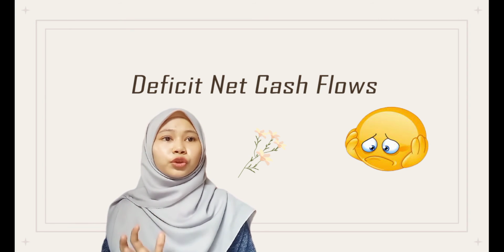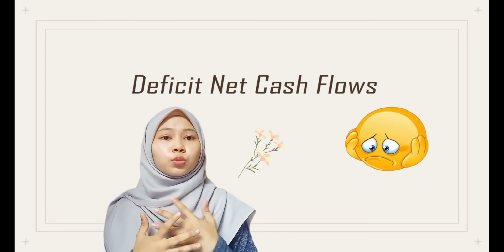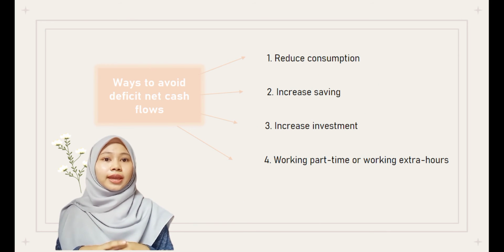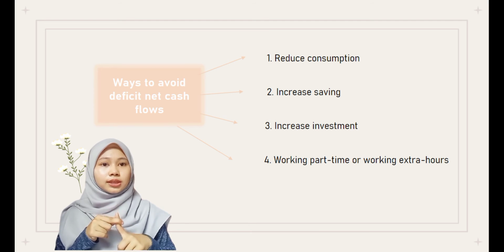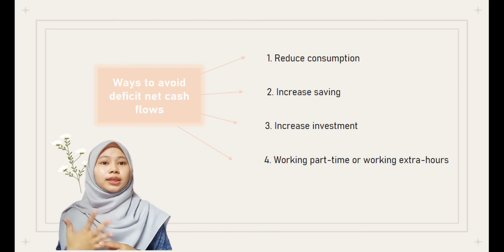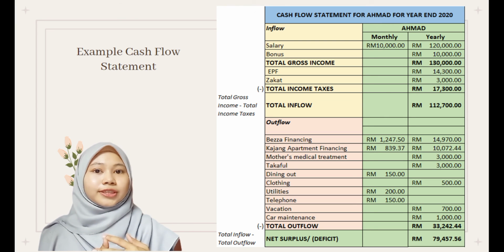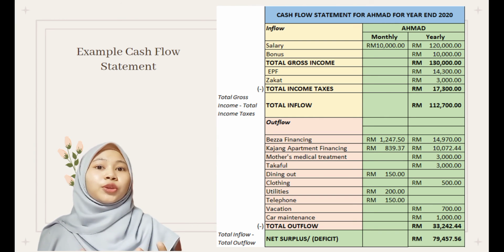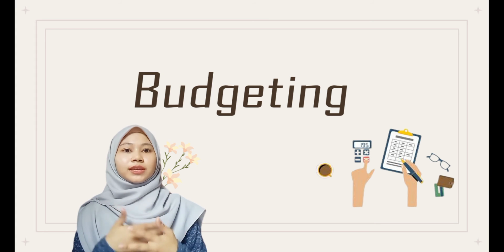In this case, we must either withdraw our savings or boost our credit spending. As a result, our liabilities will grow. Consequently, we must take action to avoid deficit net cash flow. There are 4 options available, which are: first, reduce your consumption; second, increase your saving; third, increase your investment account; fourth, supplement your money by working part-time or working extra hours. Okay, here I share an example of the cash flow statement so that you can understand further how to do a cash flow statement.